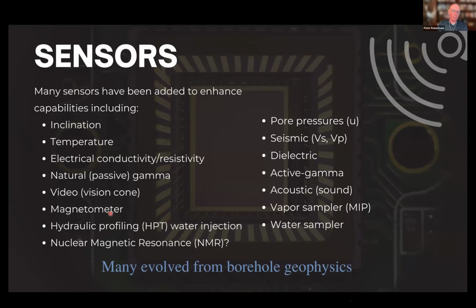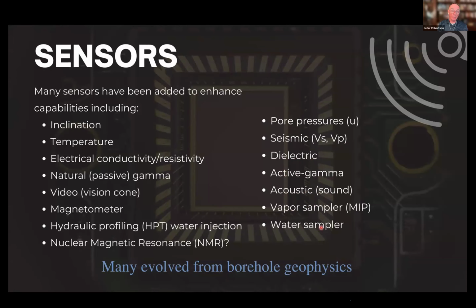And then we'll talk a little bit about a hydraulic profiling tool for environmental purposes, and recently things like magnetic resonance to measure water content. And of course, on the right-hand side, in the 70s, pore pressure measurements were added. And then in the 80s, we added shear wave velocity and then P wave velocity. And then for environmental, there was dielectric, active gamma, which never caught on, acoustic, listening to the sound, and then sampling, both vapor sampling and water sampling, etc.